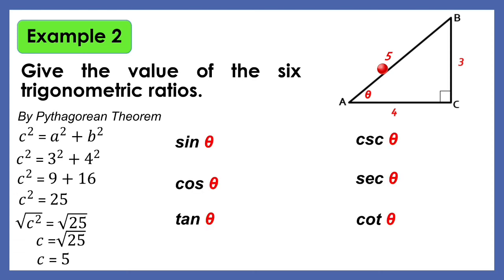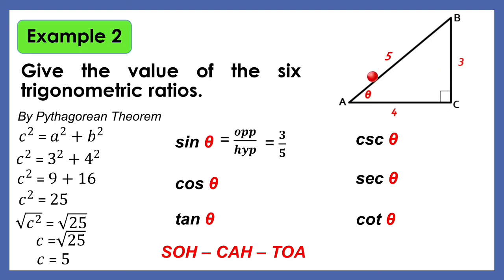Okay, gagamitin ulit natin yung SOHCAHTOA para sa first 3 functions. Sin theta is opposite over hypotenuse. So, ano yung opposite? 3. Ano yung hypotenuse? 5. So, ang ratio is 3 over 5 or 3:5.